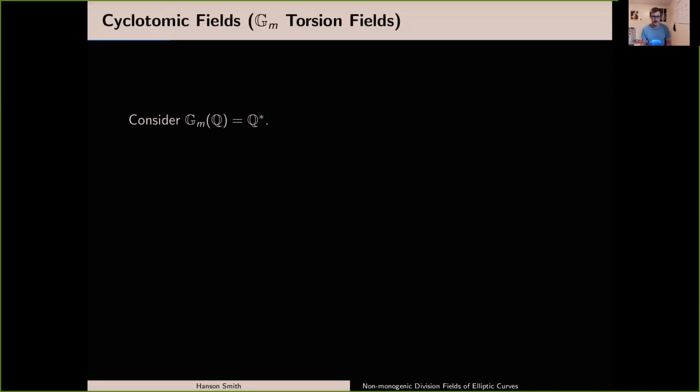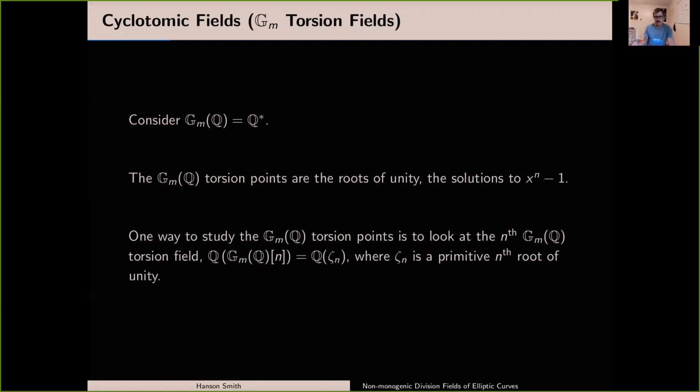Let's talk about some cyclotomic fields. So consider the general multiplicative group over Q, which is essentially Q throw away 0. The torsion points of this group are exactly the roots of unity. So the n torsion points are the solutions to the equation x to the n minus 1. And studying these torsion points has been an incredibly fruitful area for a lot of different subjects in mathematics, number theory definitely included. So I want to take these torsion points and throw them into the rational numbers and see what I get.